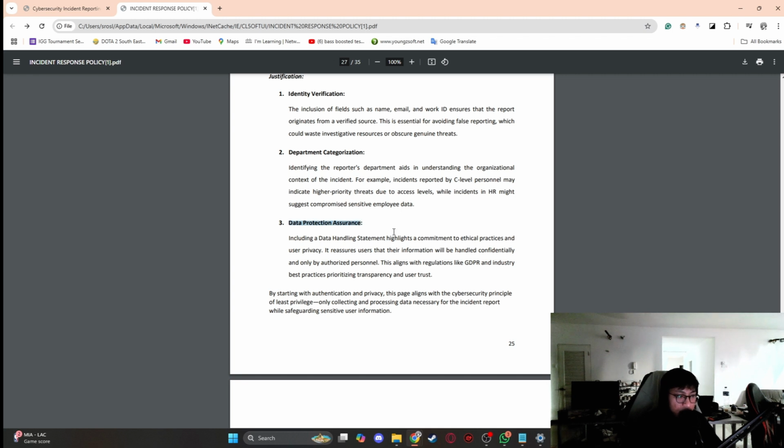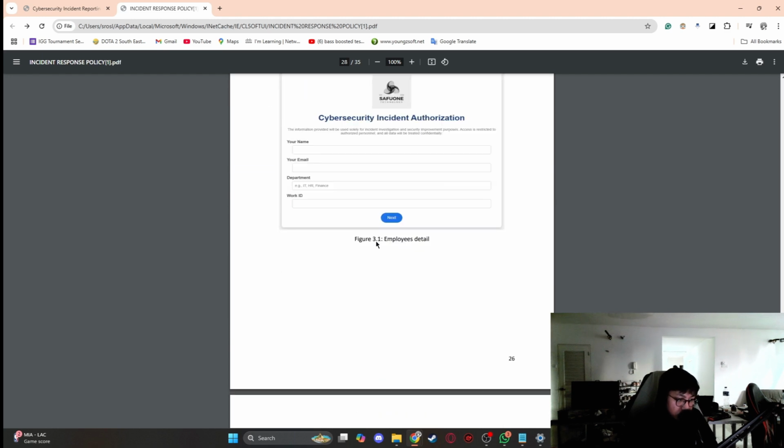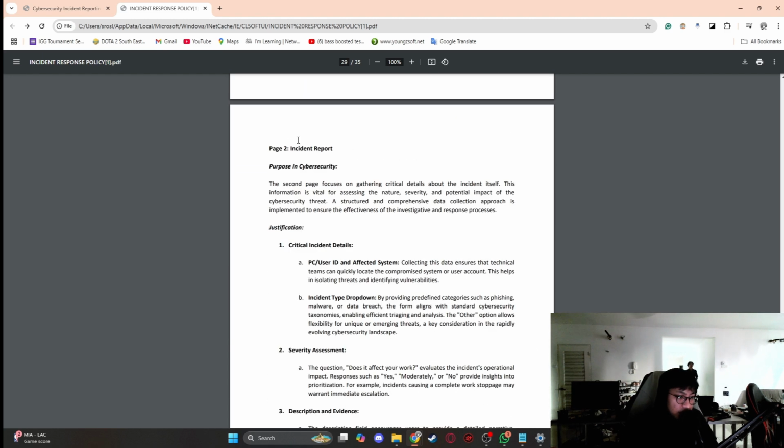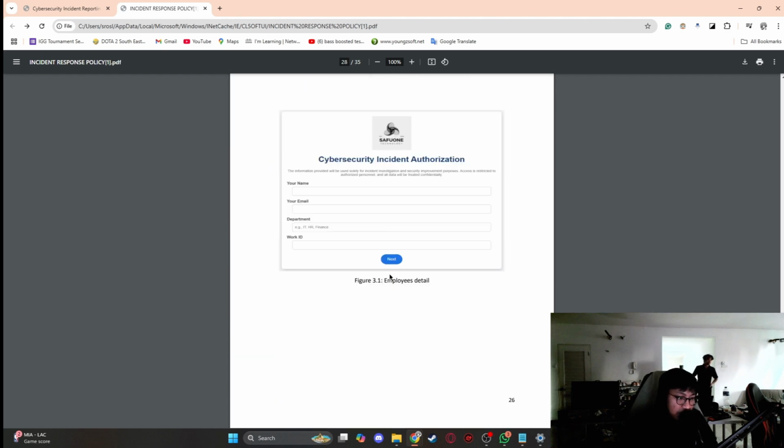And data protection assurance, including a data handling statement, highlights a commitment to ethical practice and user privacy. It reassures users that their information will be handled confidentially and only by authorized personnel. This aligns with regulations like GDPR and industry best practice, prioritizing transparency and user trust. So onto page 2, or like the front page.